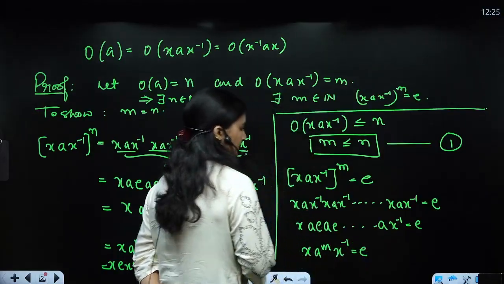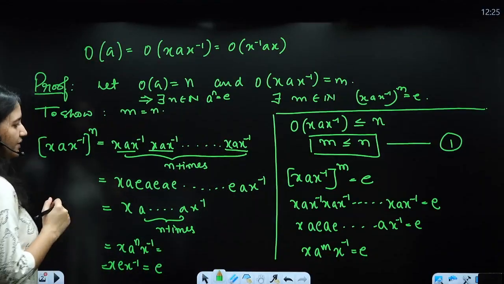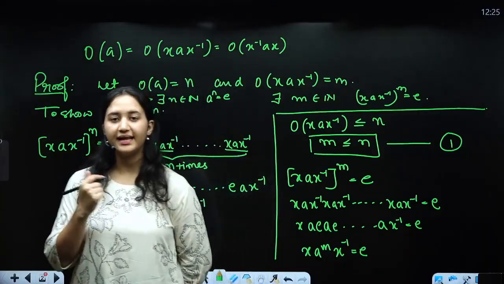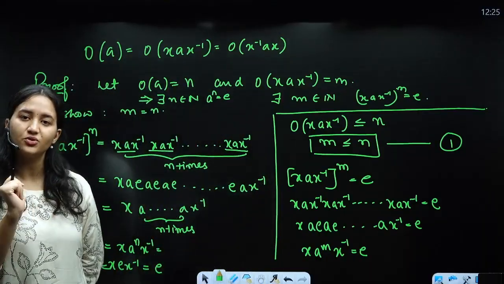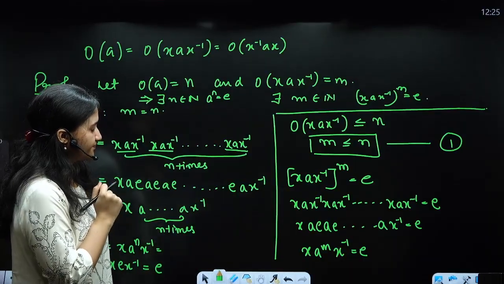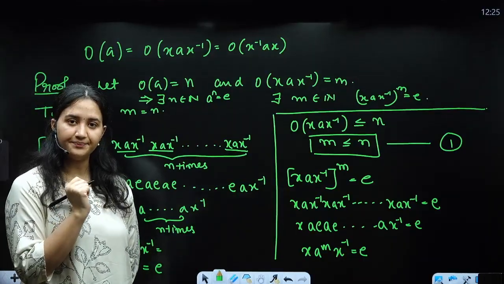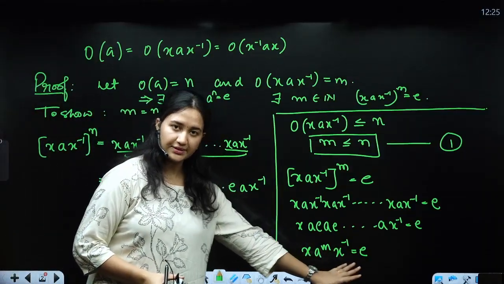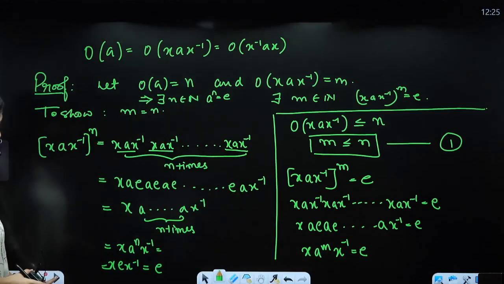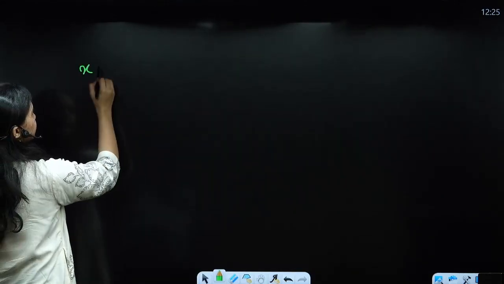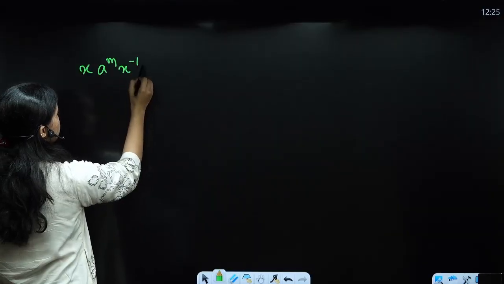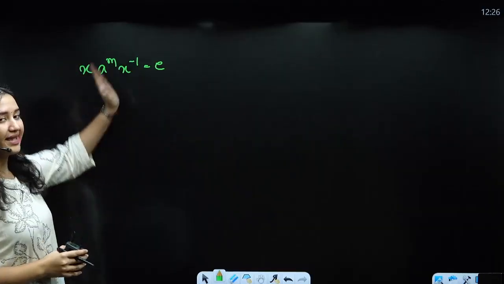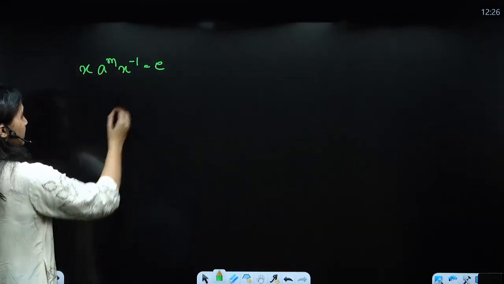to E. All right, now I want to show that a raised to the power m is also equal to E. Then I will be able to say that m is less than or equal to n, right? Sorry, n is less than or equal to m. So for n is less than or equal to m, I want to show that a raised to the power m is equal to E. So हमें इसको इस तरीके से modify करना पड़ेगा, किस equation को, x a^m x inverse equals E को हमें इस तरीके से modify करना पड़ेगा such that I am able to remove x and x inverse from here, right? So pay attention.